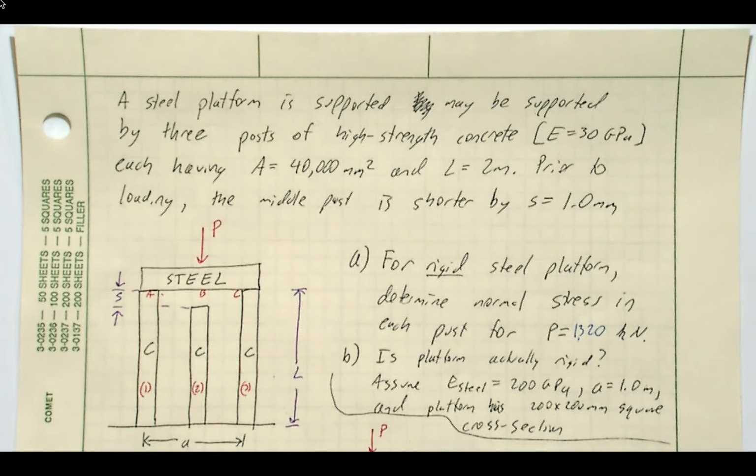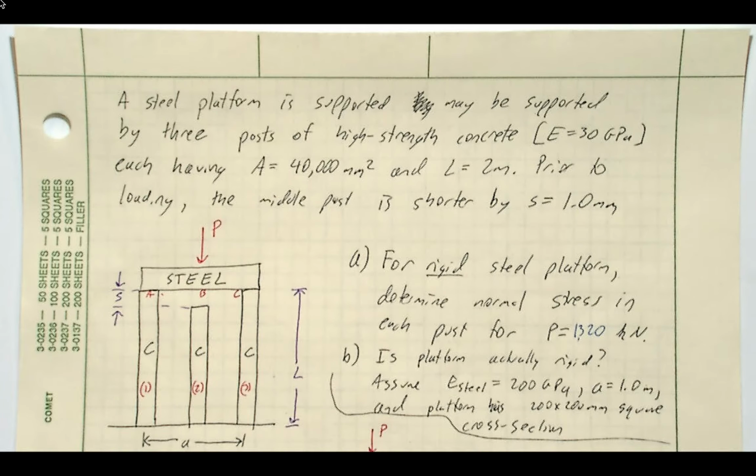And prior to any loading, the middle post is actually shorter by 1 millimeter. So without any loading, it's only supported by the two outer posts, which I've labeled here as 1 and 3, and the middle one has a gap. So we're assuming a rigid steel platform, meaning that we're assuming it's not bending, and we'll see in part B that it will check if it actually is rigid.